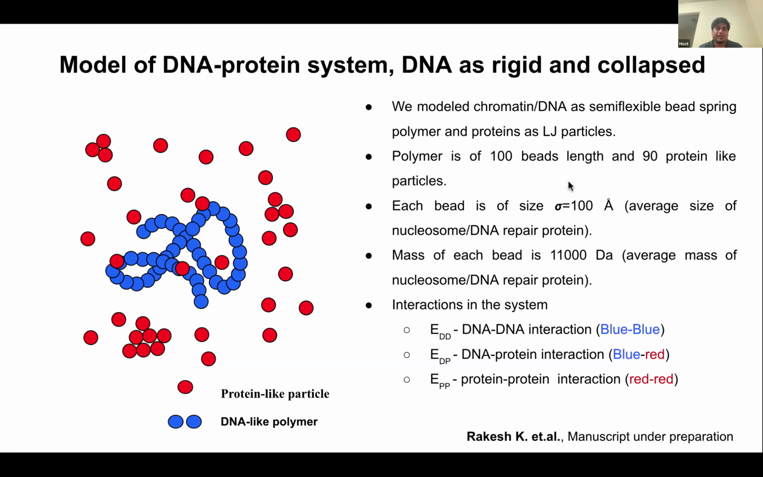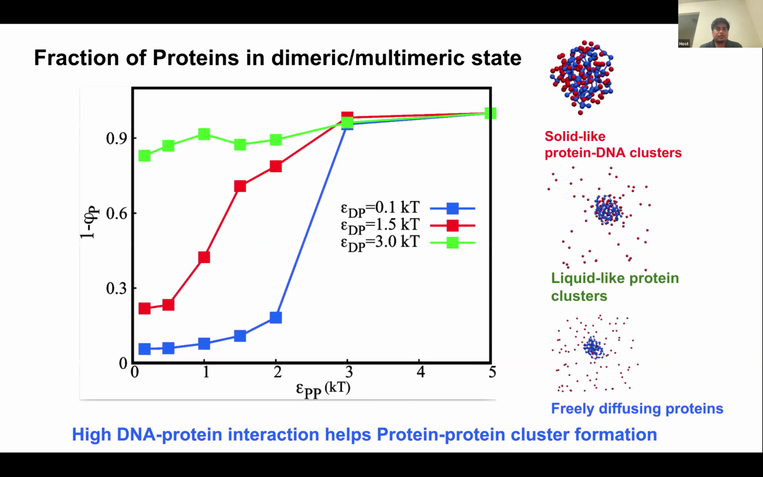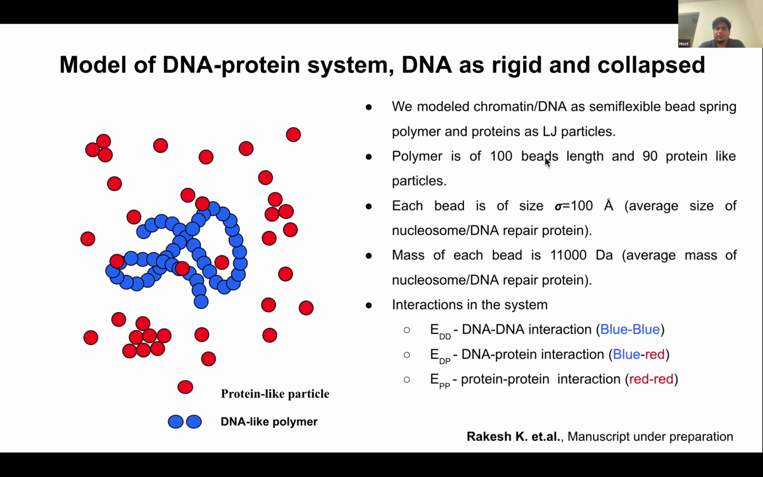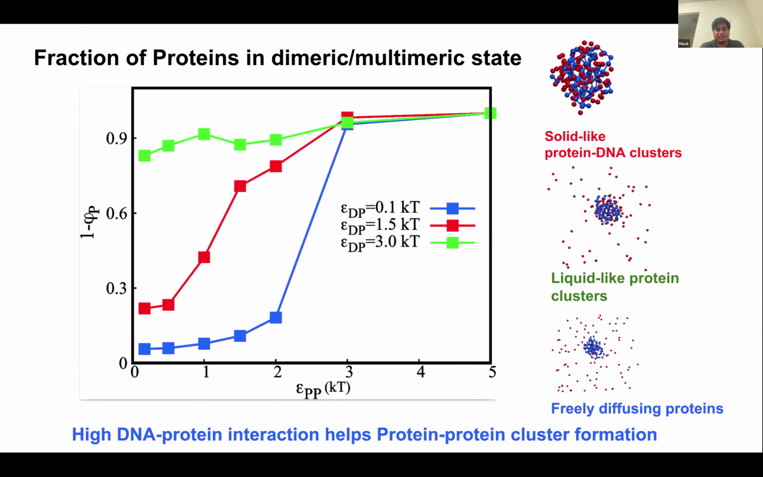So we simulated a polymer of 100 bead length and 90 protein-like particles, and each bead is coarse grained for 100 angstrom, and the mass of the bead is also like the average mass of a nucleosome or a DNA repair protein. So we coarse grained at the level where each protein is a DNA repair protein, and each bead is a nucleosome. So what we did is we simulated a system of 100 bead polymer and 90 bead protein, and we varied the interaction epsilon DP, the DNA-protein interaction, and the protein interaction.